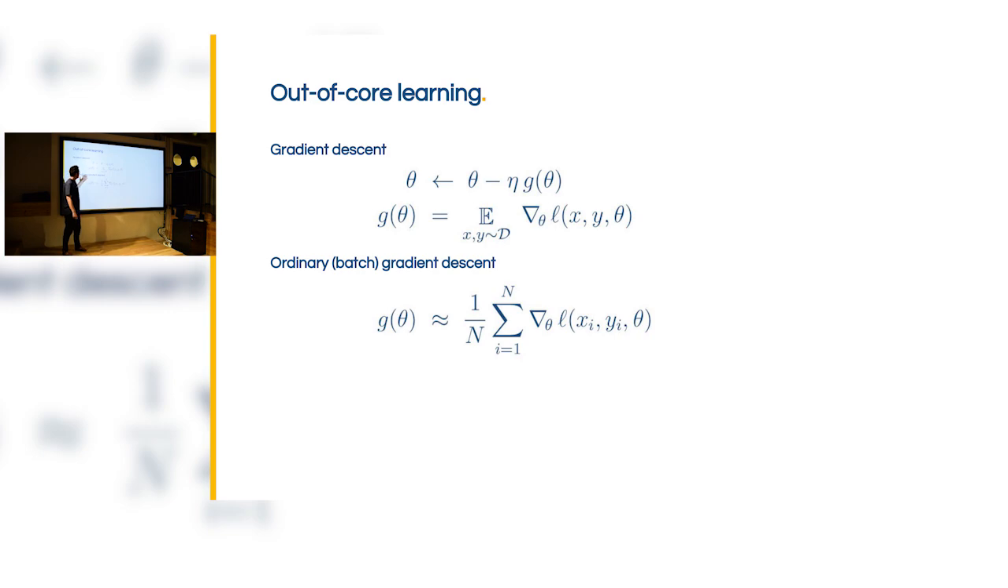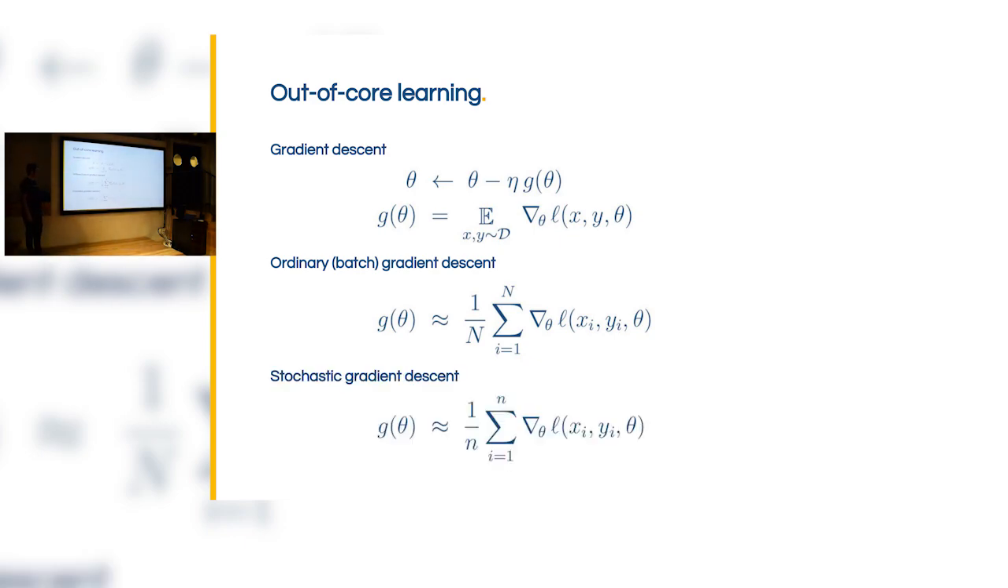Now, ordinary batch gradient descent, what you typically do is you just approximate this gradient by taking the sample mean of the gradients, right? Now, what is stochastic gradient descent? It's exactly the same thing, except that you take a smaller subset of your data. So you just have a different approximation of these gradients, which means you may get different, higher variance estimates of this gradient, which often can be a good thing. Anyway, so that's stochastic gradient descent.